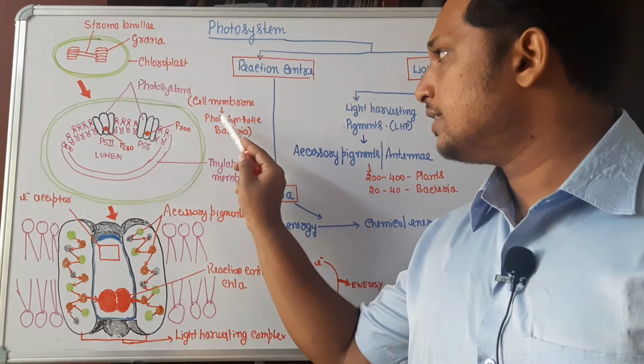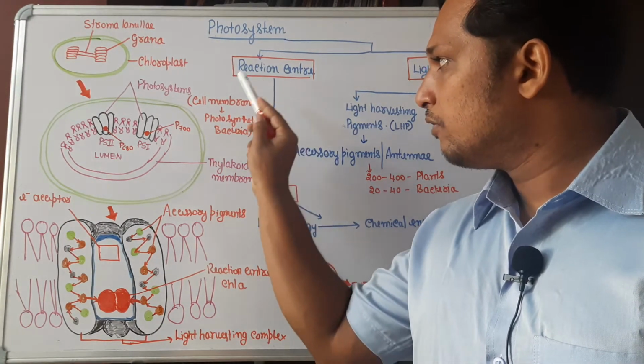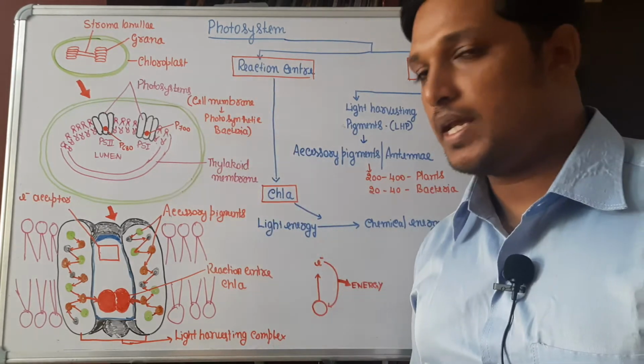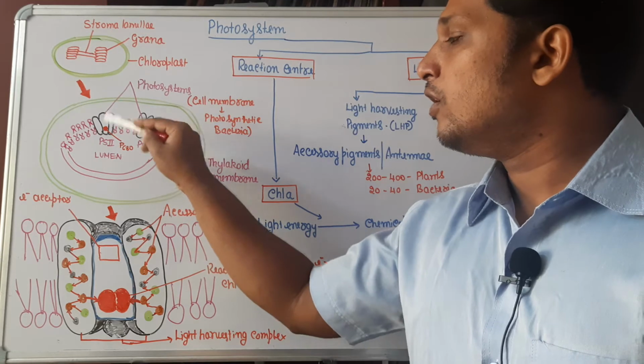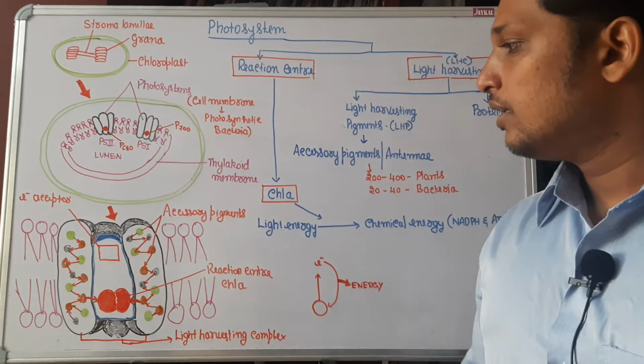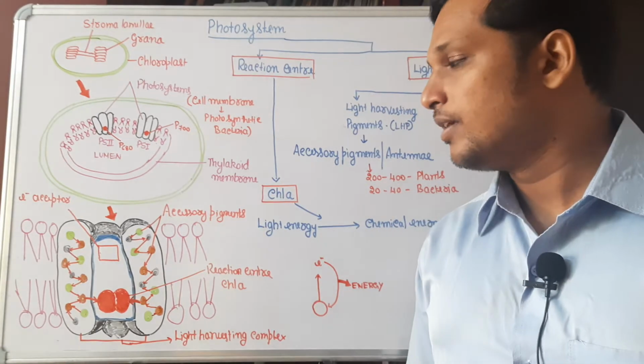Whereas if you consider photosynthetic bacteria, in them you will find photosystem in their cell membrane. What is the role of photosystem, and what is the structure of photosystem? That's what we are going to understand in this particular topic.